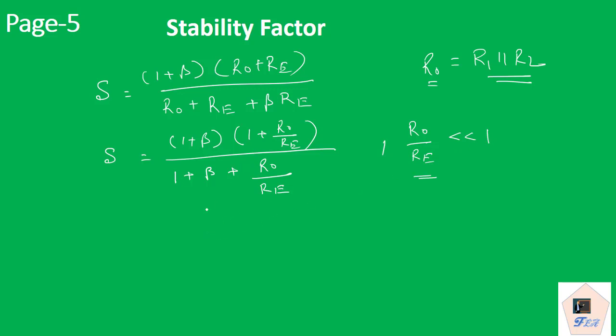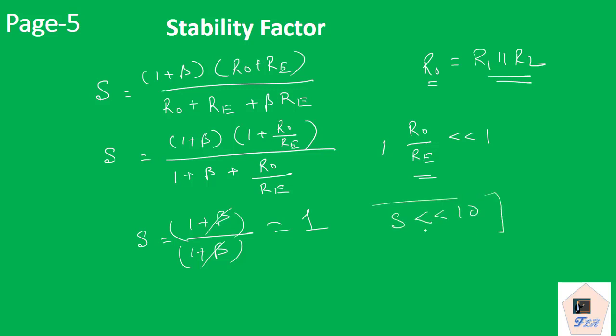So as a result of that, we can ignore this term R naught by RE. So ignoring this term, we get 1 plus beta in the numerator as well as 1 plus beta in the denominator. So we can even achieve S equal to 1, which is the ideal value of S. However, in practice, getting 1 is difficult, though theoretically you can get it. But we can keep S much less than 10 or in the range of 10. So that kind of stability can be achieved.